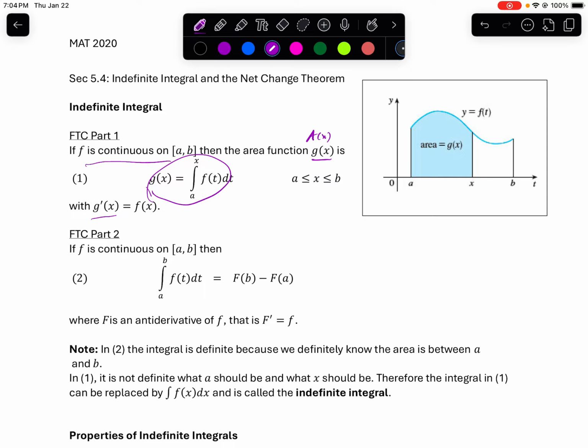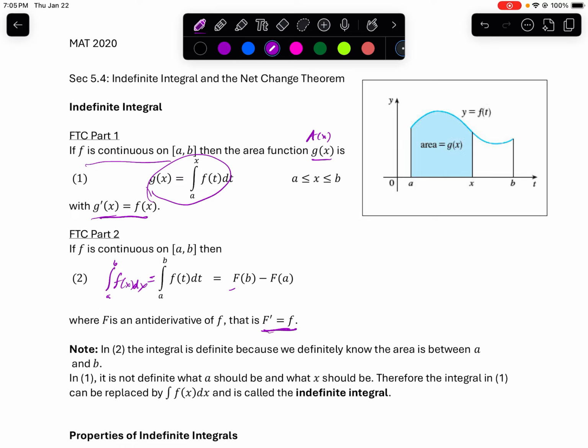Now, part 2 of the FTC says if f is continuous on [a, b], then the definite integral from a to b of f of t dt, or it could be the same thing as the integral from a to b of f of x dx, will be equal to uppercase F of b minus uppercase F of a, where F is an antiderivative of little f. That means F prime is equal to f. So note here, this one and this one, they are kind of the same thing.